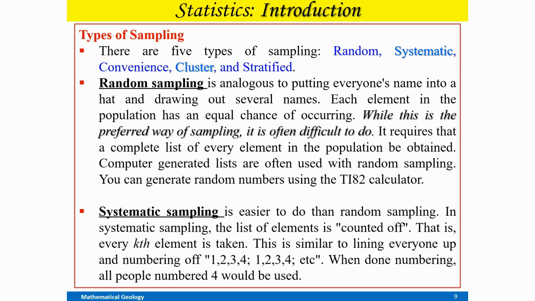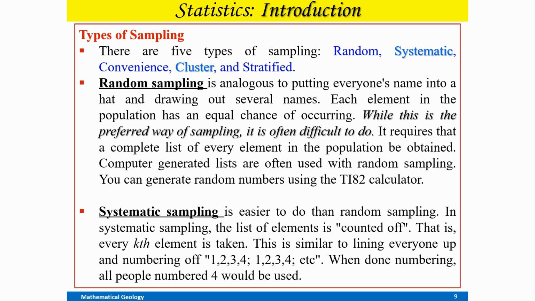So how many types of sampling are there? Generally I will be considering 4 types. One is the random one. Most of the cases will have the random sampling condition. Systematic one. Okay. Convenience, cluster, and stratified. Total 5 types.